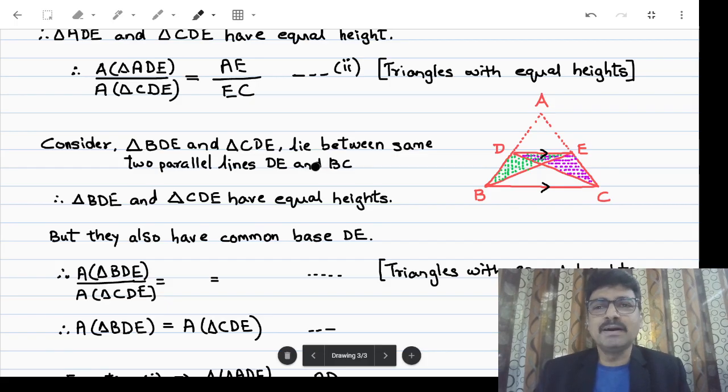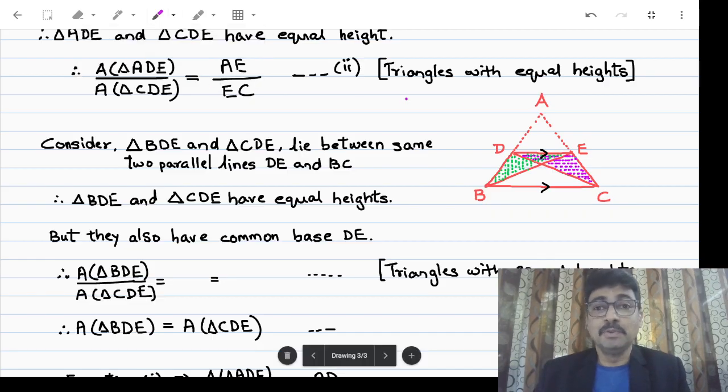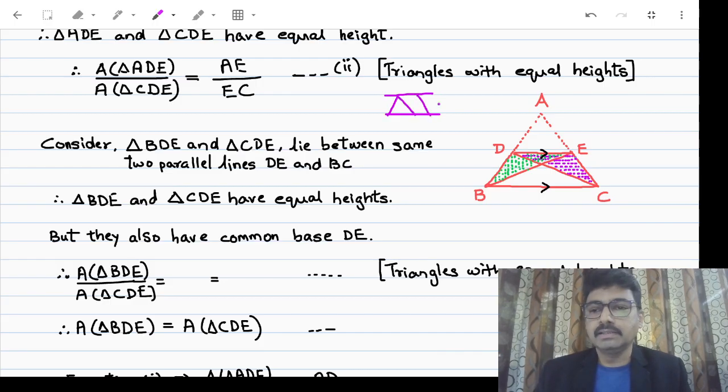What do we remember about triangles lying between the same two parallel lines? Do we do a quick revision of that? So when there are two parallel lines, I am taking the lines on the page, and if there is one triangle like this, and another triangle, I am extending this here. Here the height will be this, the perpendicular height, from bottom to top.